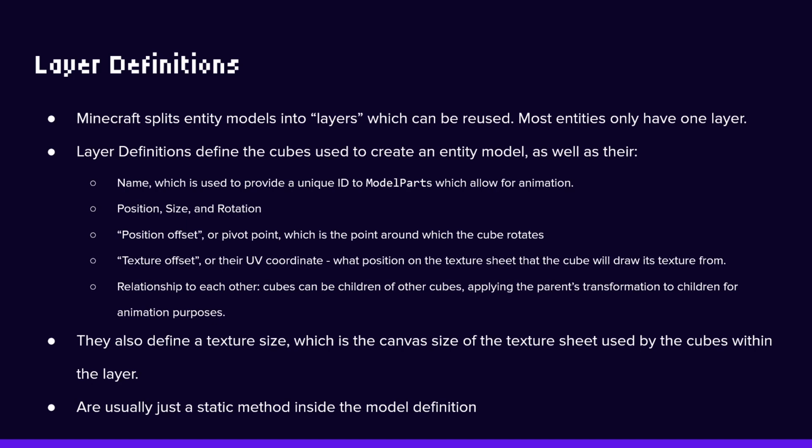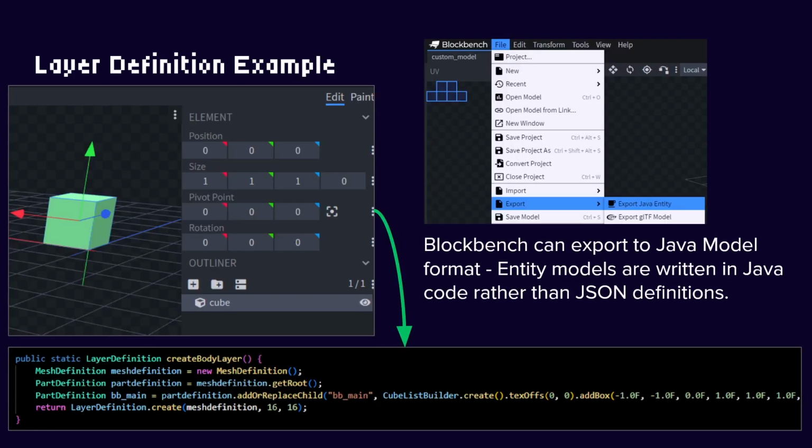And then the texture offset, which describes where the texture should be drawn from, and then their relationship to each other. So you can actually parent cubes to other cubes. If I were modeling my arm, my hand's parent would be my forearm, so that they apply their own rotations to each other. And then they define a texture size, which is the canvas size, and they are usually stored as a static method inside the model.